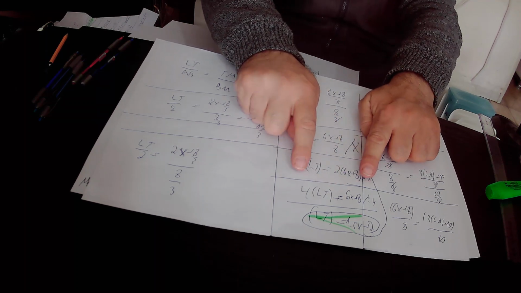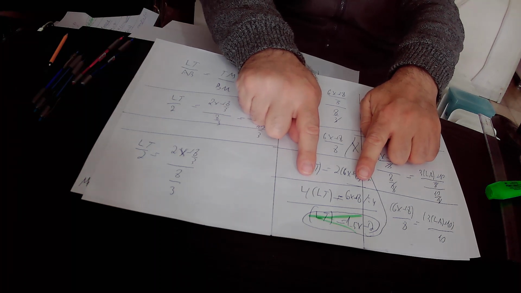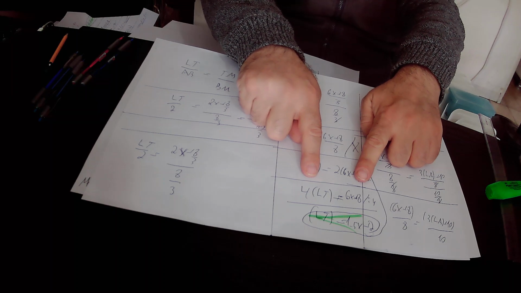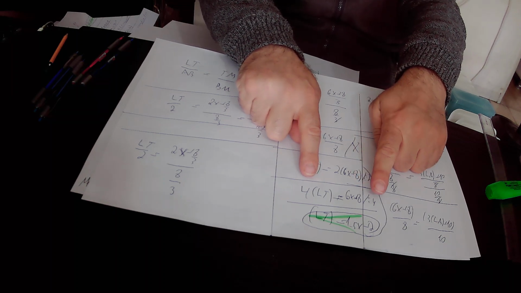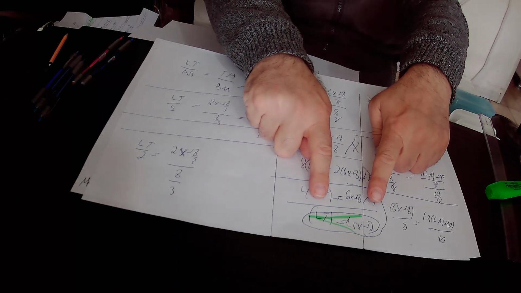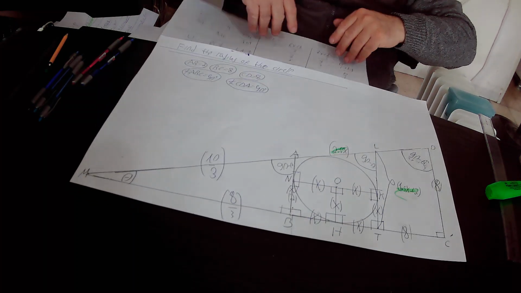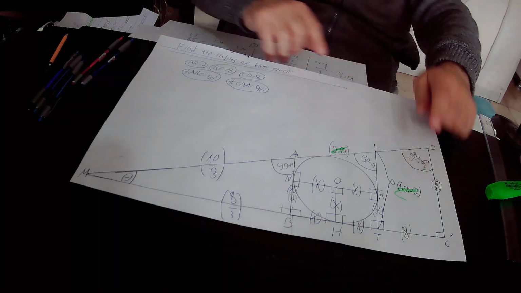So in conclusion, we found that 4 times LT equals 6x plus 8. Here we divided this equation by 4 and finally found that LT equals 6x over 4, that is 1.5x, plus 8 over 4, that is 2. So in conclusion, the length of line segment LT is 1.5x plus 2. Here, this line segment LT equals 1.5x plus 2.